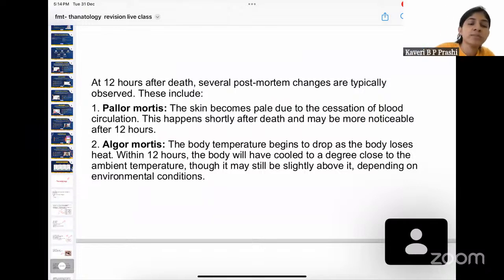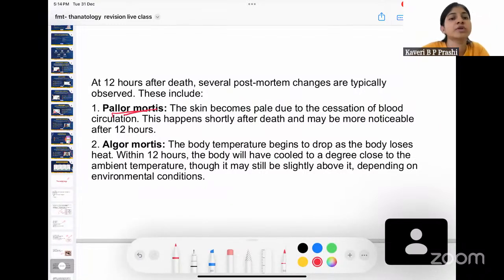After 12 hours after death, several postmortem changes are typically observed. These include pallor mortis. So what do you understand by pallor mortis? The skin becomes pale due to cessation of the blood circulation. This happens shortly after death and is more noticeable after 12 hours. So pallor, what do you understand by pallor? What do you understand by pale?